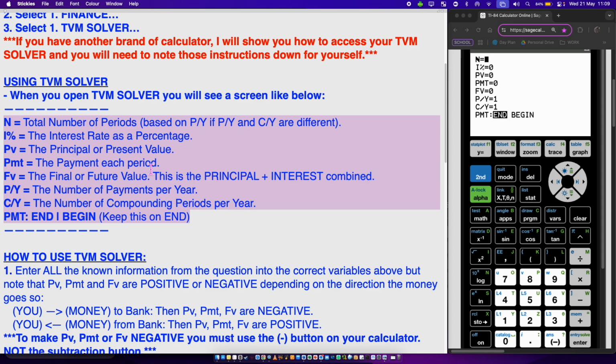FV is the final or future value. PY, number of payments per year. CY, number of compounding periods per year.